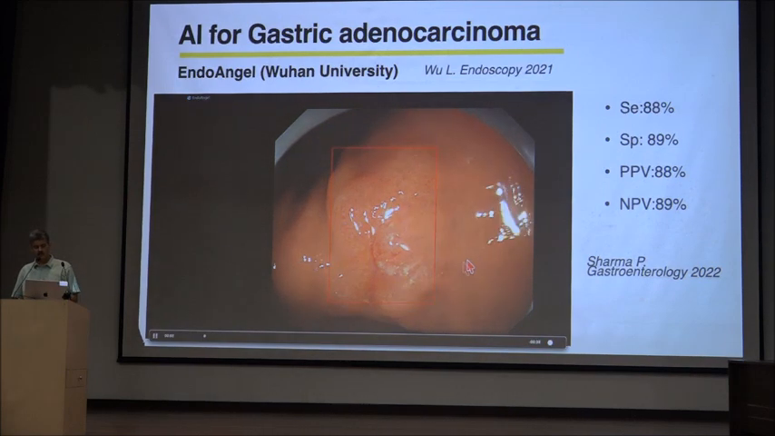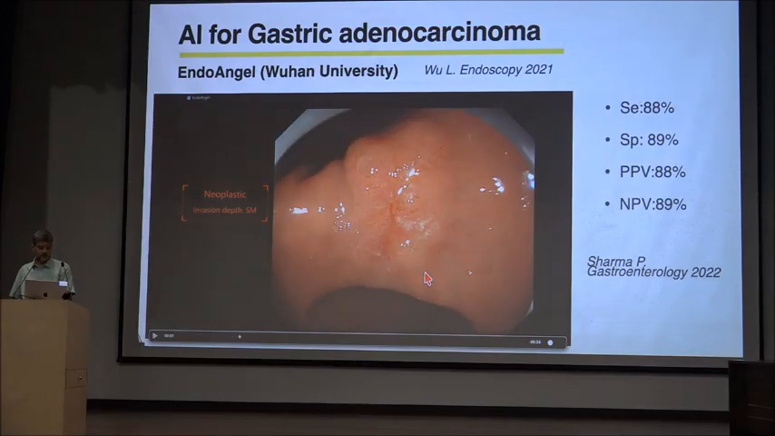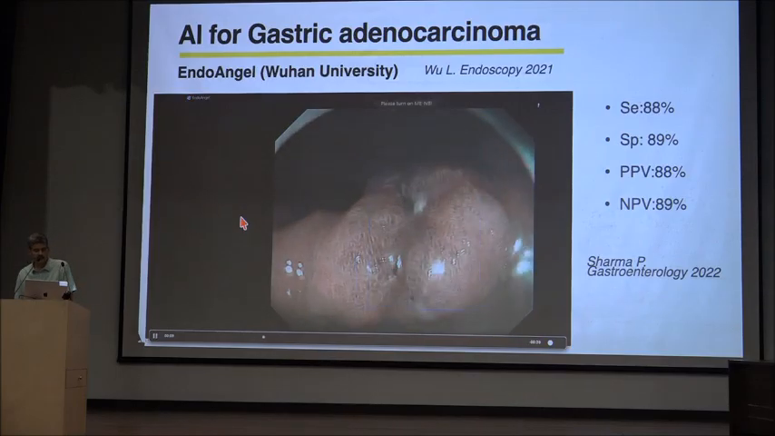And when it detects something benign, it gives blue, but now it has said that, look, it is neoplastic. So it is telling me a red bounding box. It is also predicting the invasion depth. It is telling us that based on the surface pattern, it has some mucosal invasion. So this is how sophisticated we have become.